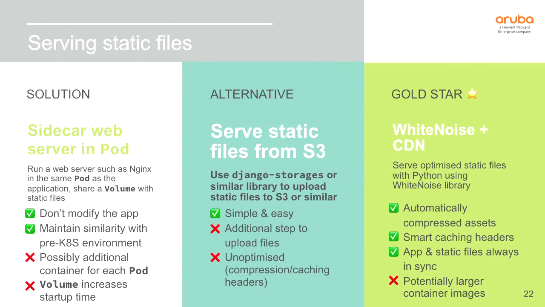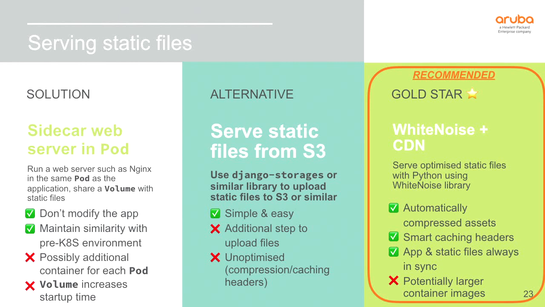And then the gold star solution is this cool library called WhiteNoise, which works with any WSGI app. And that will basically serve optimized static files directly from your Python application. It also compresses files, sets the correct headers, stuff like that. But this does mean that you build potentially multiple copies of your static files into your container images, which can result in a larger container image.